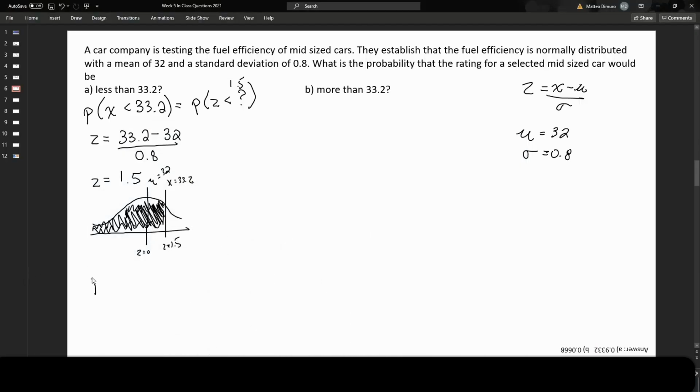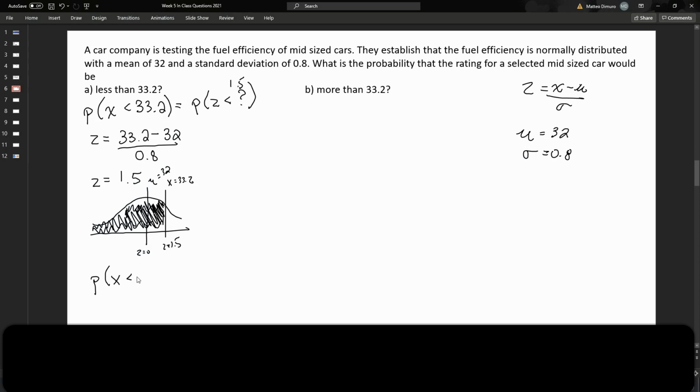So we're going to write the probability that x is less than 33.2 equals the probability that z is less than 1.5, and that is 0.9.